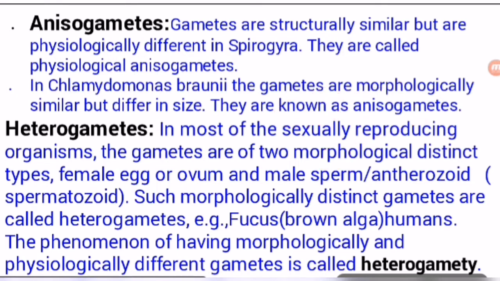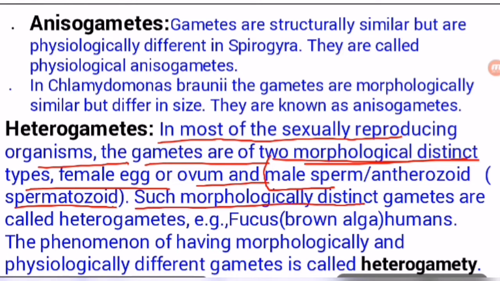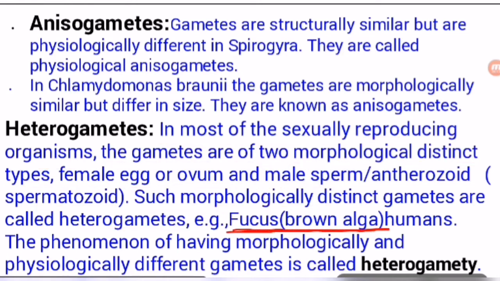So let's discuss another one, heterogamete. What is it? In most sexually reproducing organisms, the gametes are of two morphologically distinct types: female egg or ovum and male sperm or antherozoids. You can say this male gamete is named differently in different organisms: sperm, antherozoid or spermatozoid. Such morphologically distinct gametes are called heterogametes. Fucus, a brown algae. In Fucus, heterogametes are found. In humans also heterogametes are found.